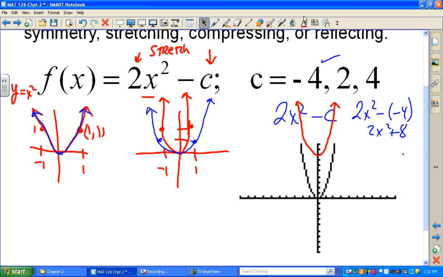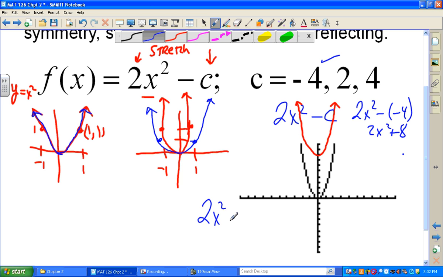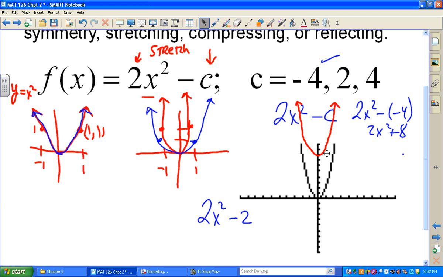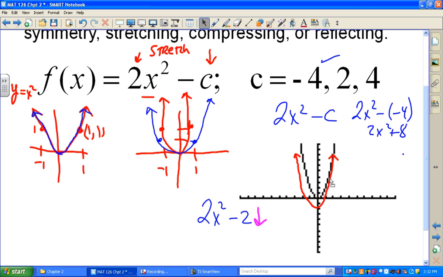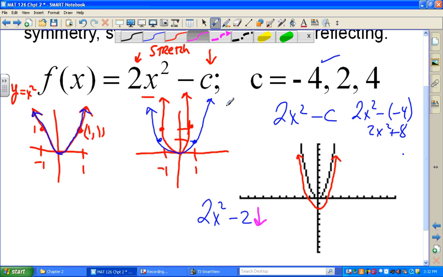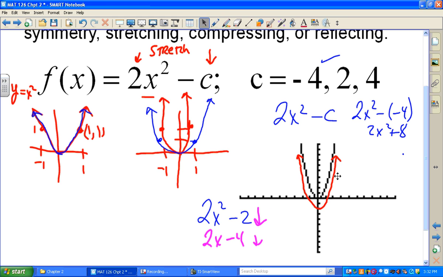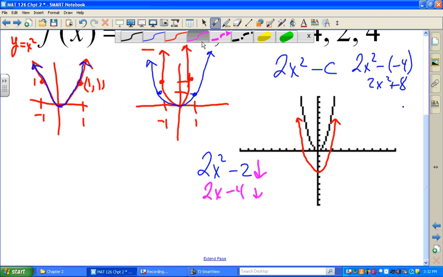Now what happens if I change it to, oh, I don't know, 2x squared minus 2? What's going to happen to the graph? Remember, if I'm starting out right here at 2x squared, what's going to happen when I subtract 2? Yeah, it's going to drop the graph 2 units down, the whole thing. 1, 2. There. Then finally, if I do 2x squared minus 4, it's going to drop the graph 4 units down. So, the following observations can be made.